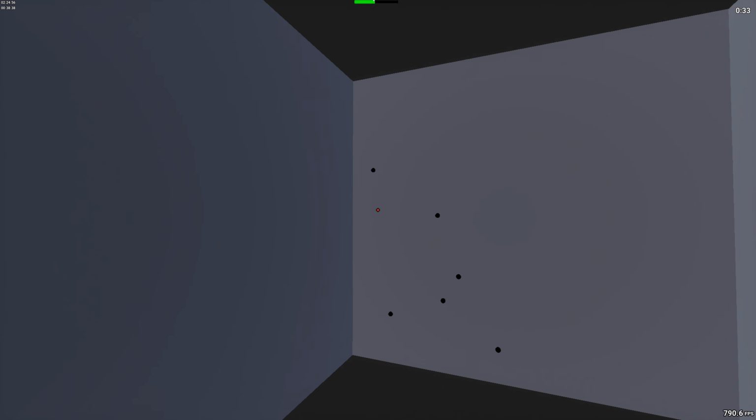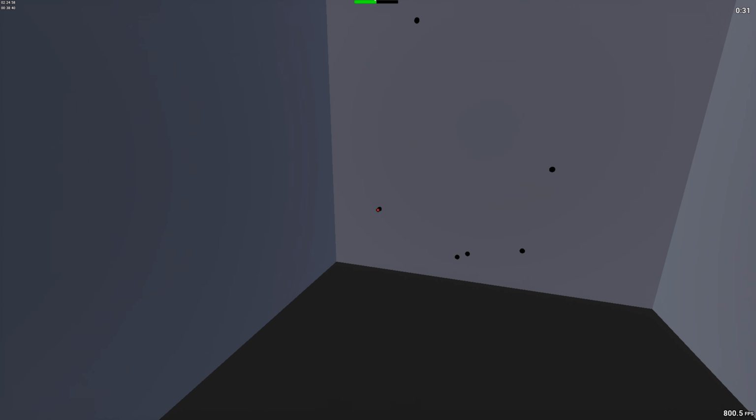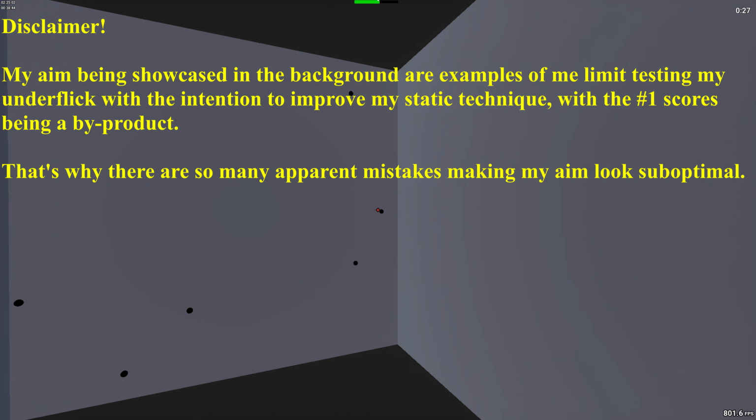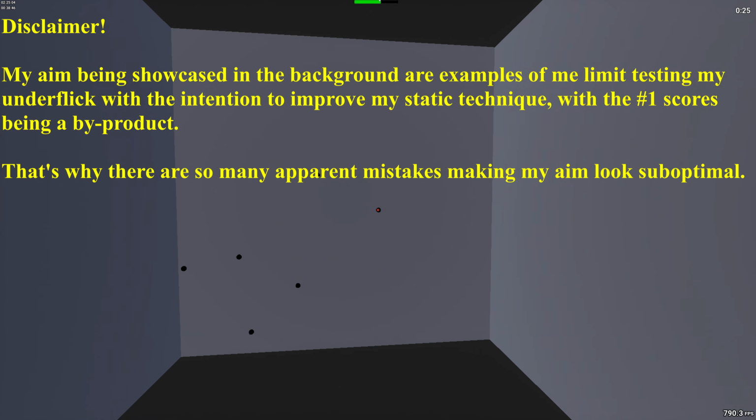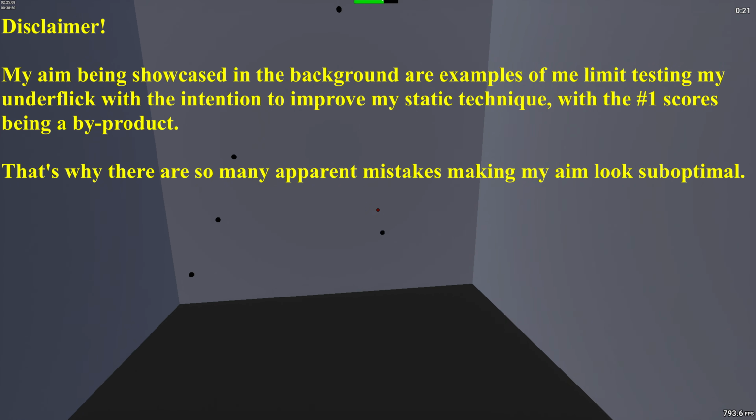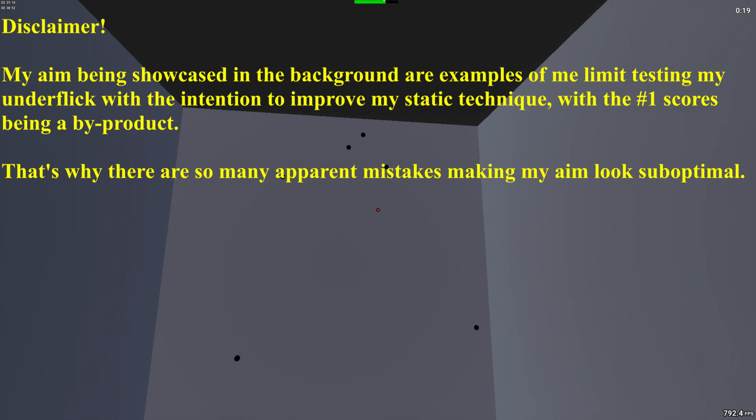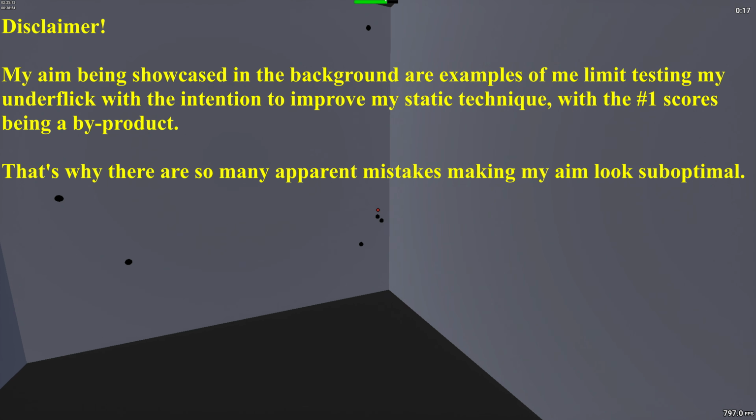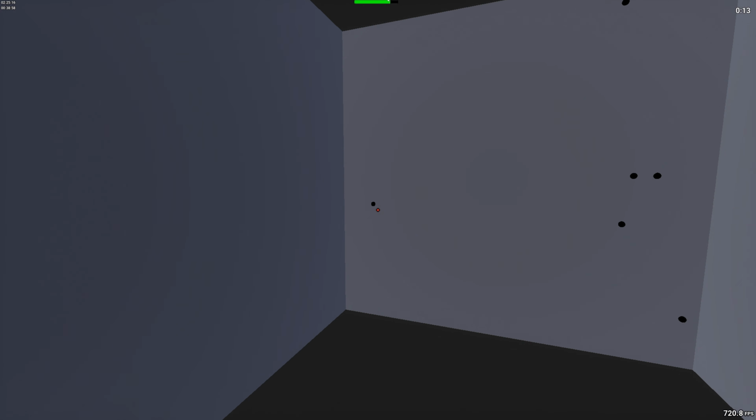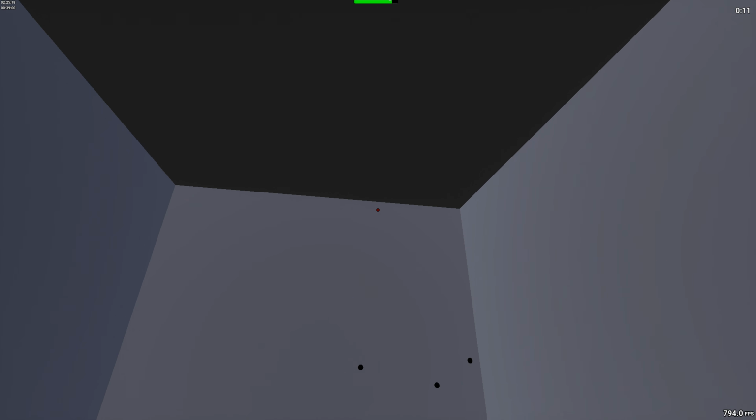Now you've probably noticed a lot of contradiction with the technique we've just gone over and the VOD shown in the background. My aim looks sloppy because visually it looks really cluttered and it doesn't even seem like I'm following my own advice on how to underflick and instead flicking directly at the target. And this is why we should be selective with whose VODs we are watching if we want to study, compare, or even imitate the aiming techniques from, because it's impossible to read the intention of the player through VODs alone.